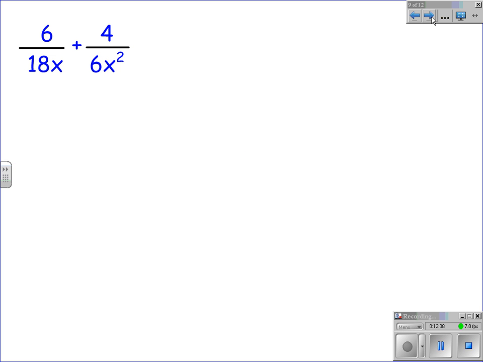So here we'll start out fairly simple. 6 over 18x plus 4 over 6x squared. Get common denominators, get equivalent fractions. Once you do, go ahead and add the numerators together. Feel free to work with your partner on this.